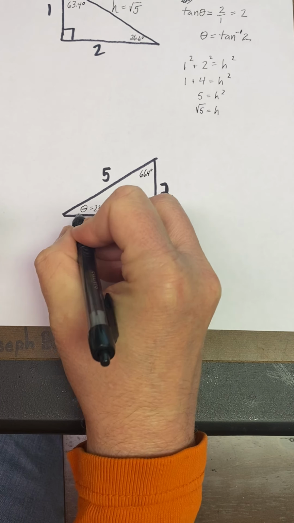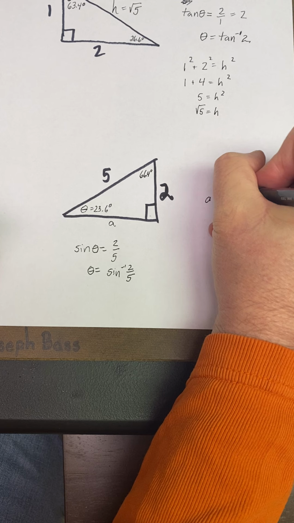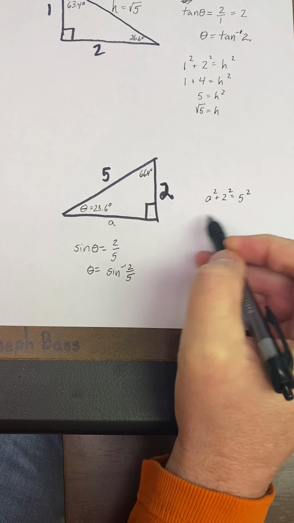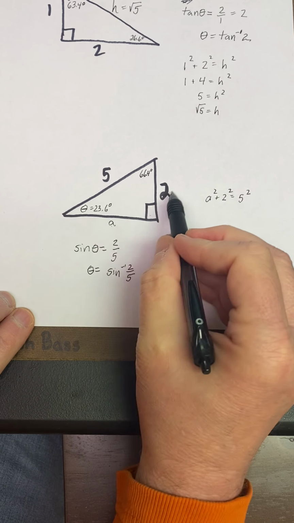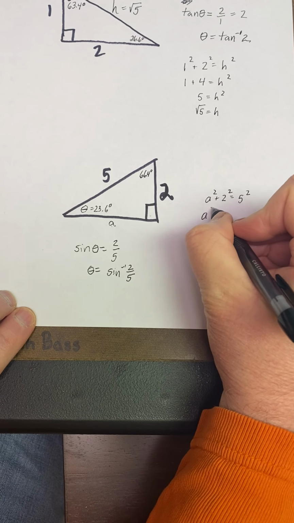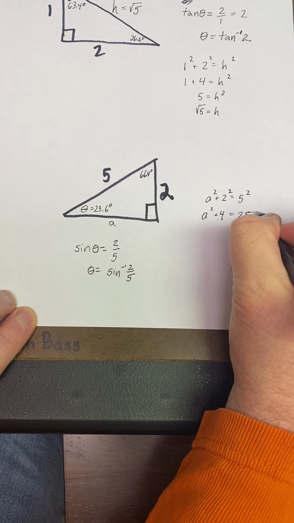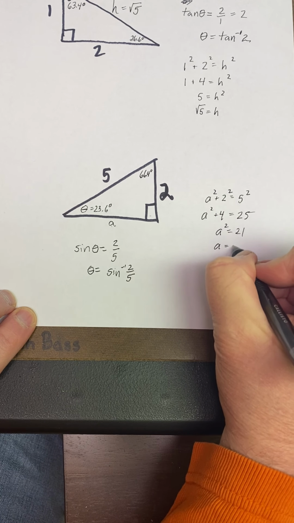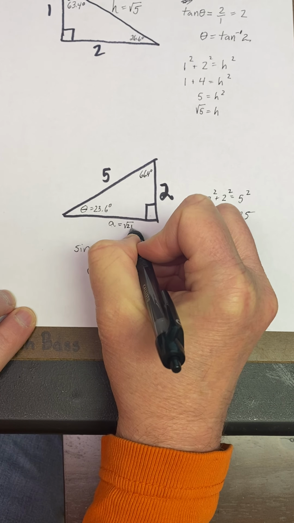And finally, this adjacent side here, I know that a squared plus 2 squared is 5 squared. Actually, I could have done this first, right? This one doesn't depend on the angles. A squared plus 2 squared is 5 squared. So a squared plus 4 is 25. A squared is 21. A is the square root of 21. This side is the square root of 21.